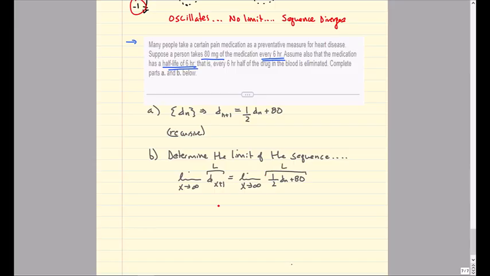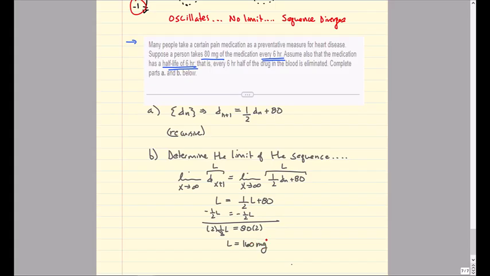So the limit of a constant is a constant. So here I have L equals 1/2 L plus 80. To solve for L, to figure out what that finite value is, I would subtract 1/2 L from both sides. So L minus 1/2 L is 1/2 L equals 80, and then multiply both sides through by 2, and I get L is equal to 160.